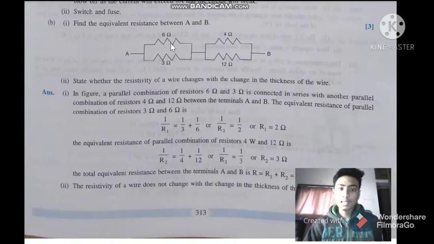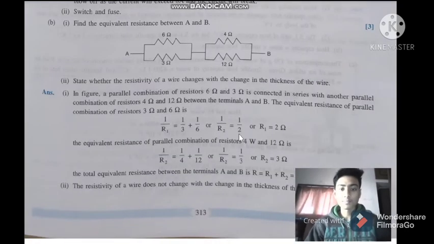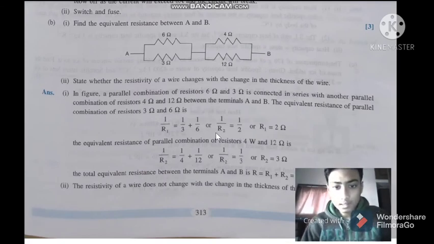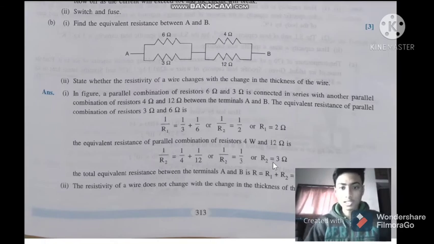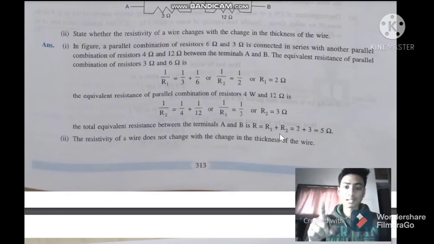So here it's 6 and 3 ohm in parallel. So 1 by R1 is 1 by 3 plus 1 by 6, which gives me R1 as 2 ohm. And R2 you would calculate in a similar way, 1 by 4 plus 1 by 12, which ultimately gives 3 ohm. Now these two are in series. Ultimately the total equivalent resistance in the circuit is 3 plus 2, which gives me 5 ohm.